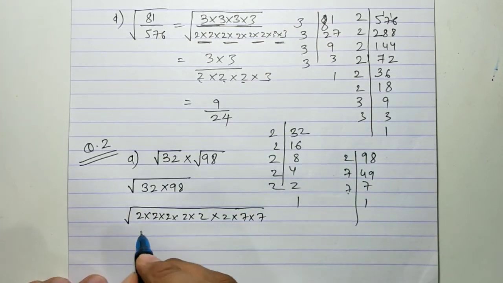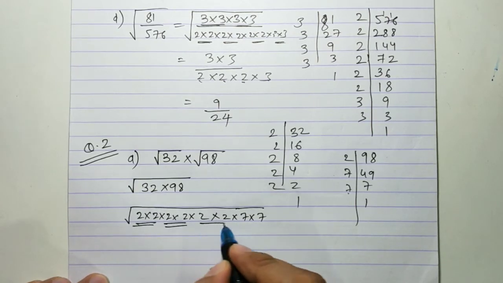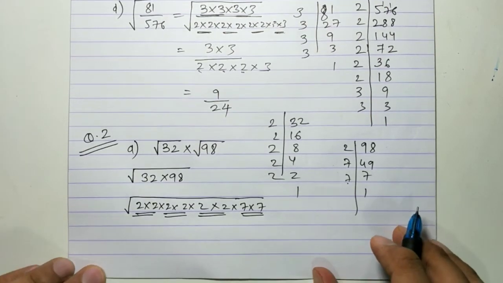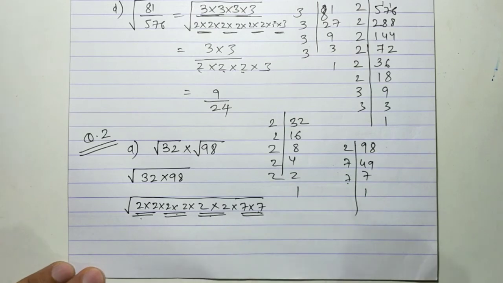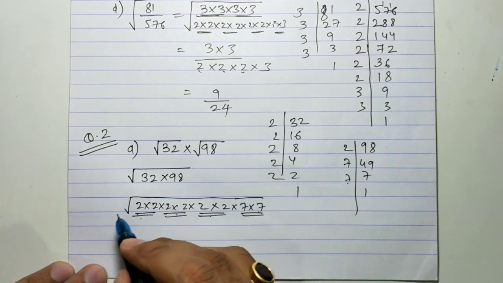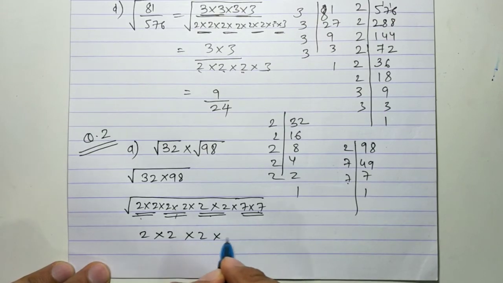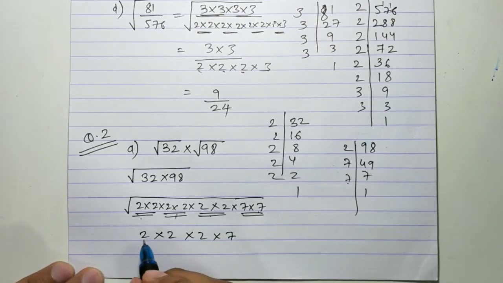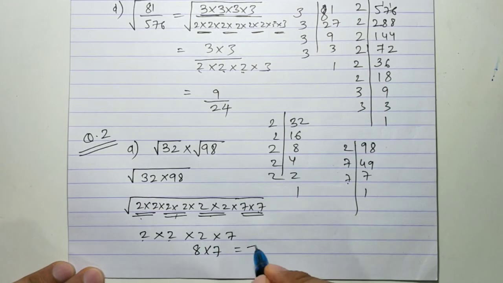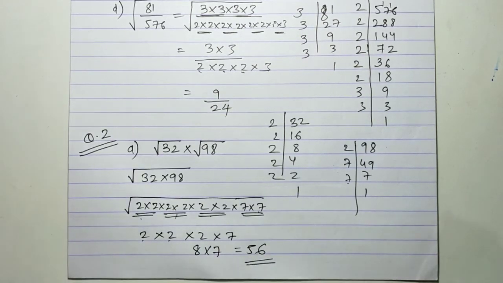Correct? Now make pairs. 1 2 3 4. 1 2 3 4 pairs. So take one number each, the square root sign will go, and take one number from here, one from here, one from here, and one from here. So 2 2s are 4, 4 2s are 8, 8 into 7, that is 56 is the answer.